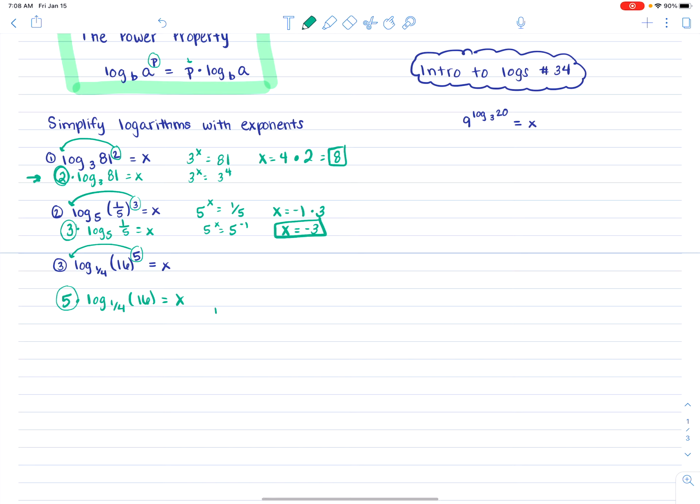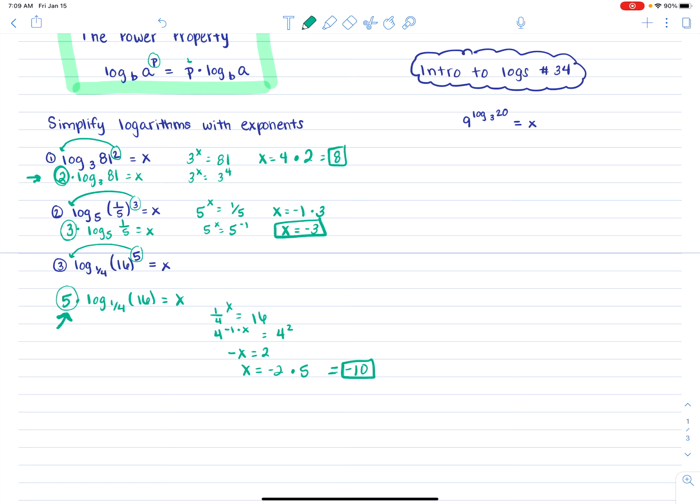So if I have 1/4 to the x power equals 16, well, we could say this is really 4 to the negative 1 times x equals 4 squared. So I have negative x equals 2. Divide by negative 1, x equals negative 2 times 5. So I have negative 10.